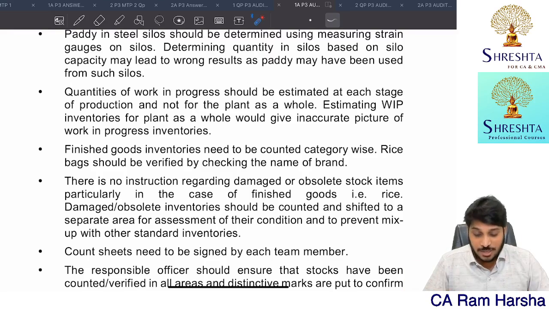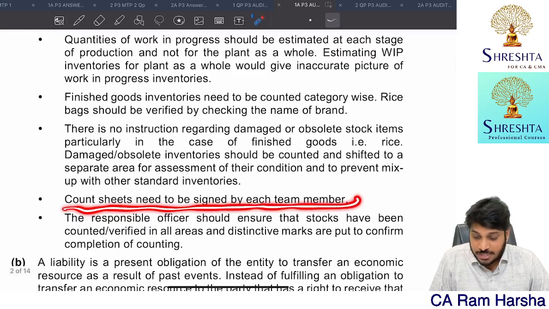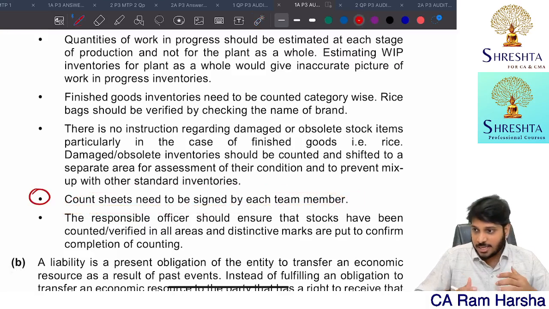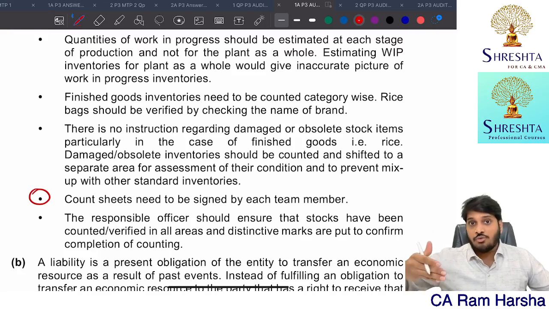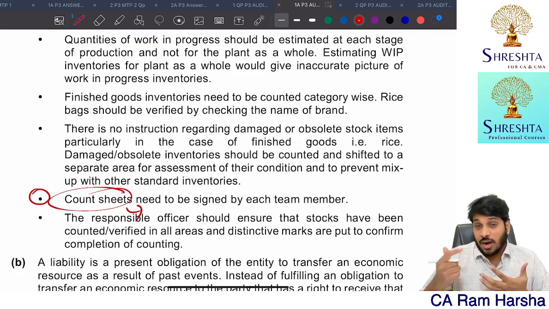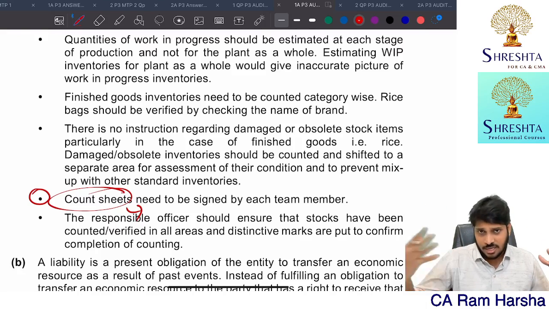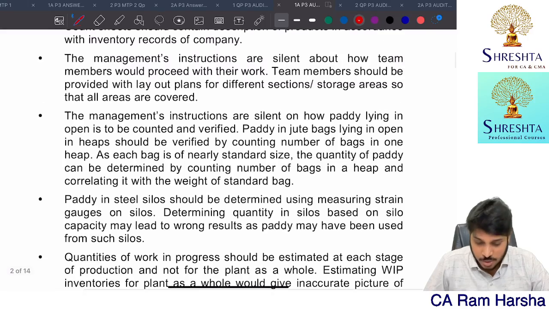3 categories of rice bags were there. And there is no instruction. Management has not covered instruction regarding damaged or obsolete goods. So we should cover that. Count sheet should be signed by each team member, because management is sending different teams. They should have a count sheet. You remember, even the count sheet should have a format. So what is the format of the count sheet? What format they need to record the physical inventory, all the counting procedures, that also I think should be covered.